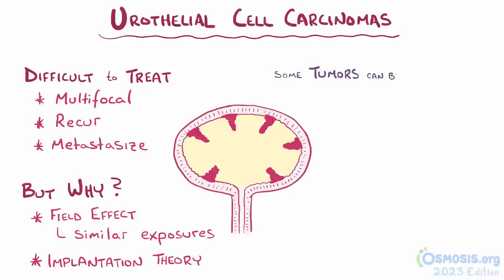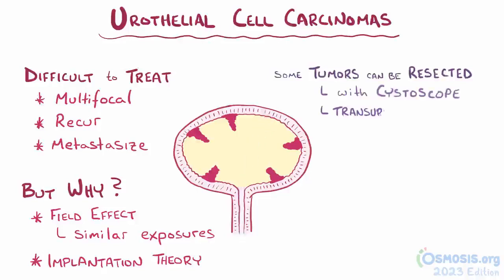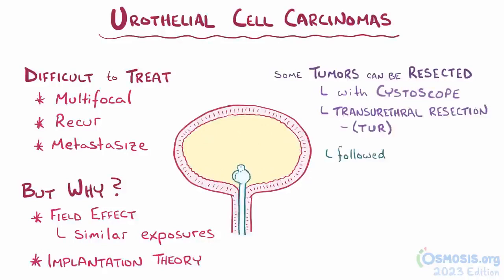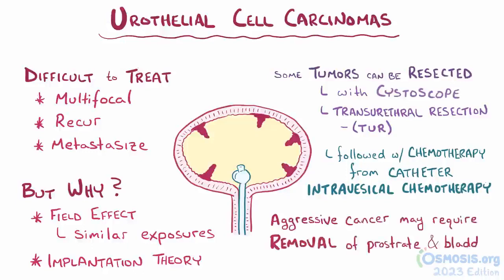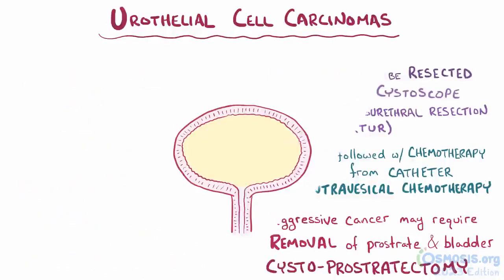If the tumors are localized, non-invasive, and obvious, they might be able to be resected with a cystoscope in a procedure called transurethral resection, or TUR. This is often followed up with localized chemotherapy delivered to the bladder via catheter, which is called intravesical chemotherapy. If the cancer is more aggressive, a complete removal of the prostate and the bladder, or a cystoprostatectomy, is sometimes done, often in conjunction with chemotherapy.